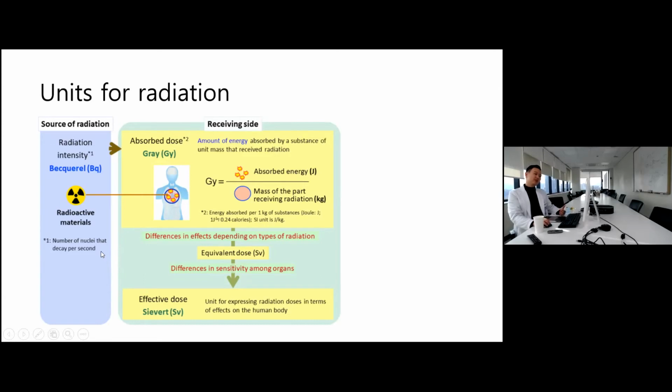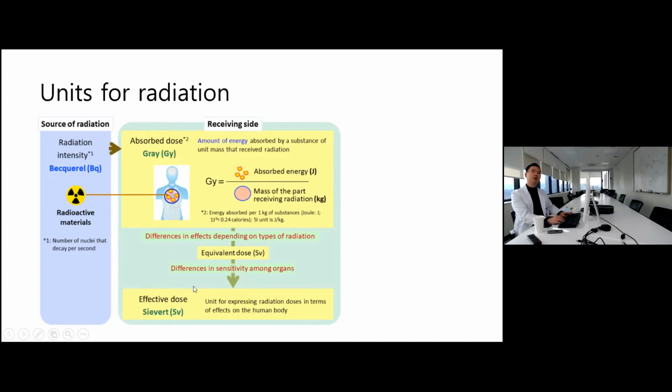Firstly, the units of radiation can be broadly divided by the source of the radiation, where we can use the Becquerel. However, there is another part which is receiving the radiation. On the receiving side, the unit for radiation can be gray for absorbed dose, and for the equivalent dose or effective dose, we use the Sievert.